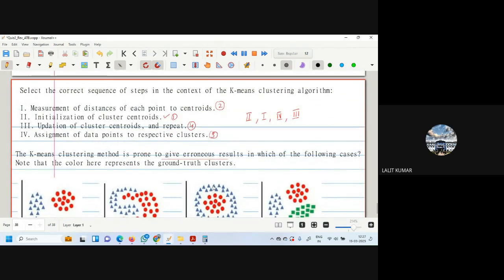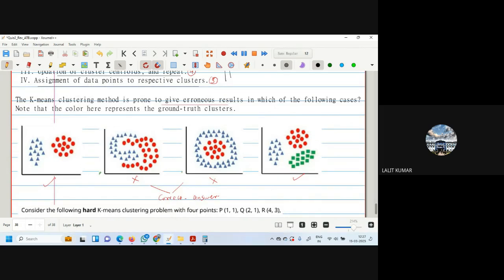Then we come to k-means. Select the correct sequence of k-means. We had seen k-means yesterday. What do we do? First, we select the centroids. Then we check the distances of all the points to these centroids. Then we give responsibility, this point to this centroid, this to this. And fourth, you update the centroids. So first is the initialization of cluster centroids. Then you compute the distances of each point to the centroids. Then you do the assignments of the data points. And fourth, you update the clusters. So it is easy. Just go through yesterday's session.